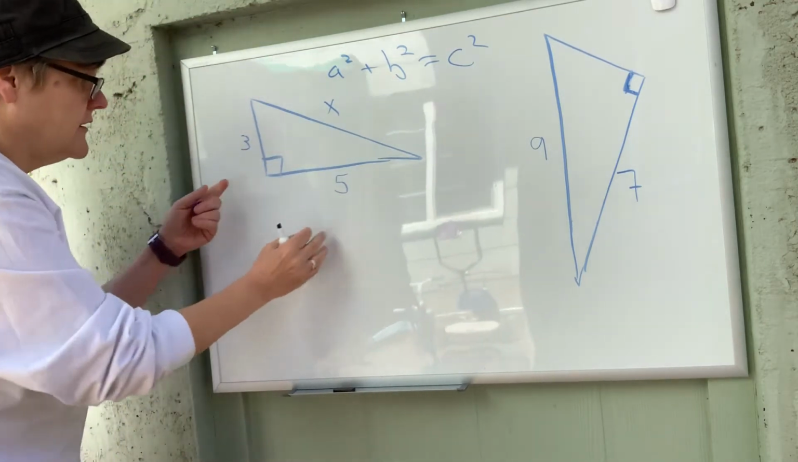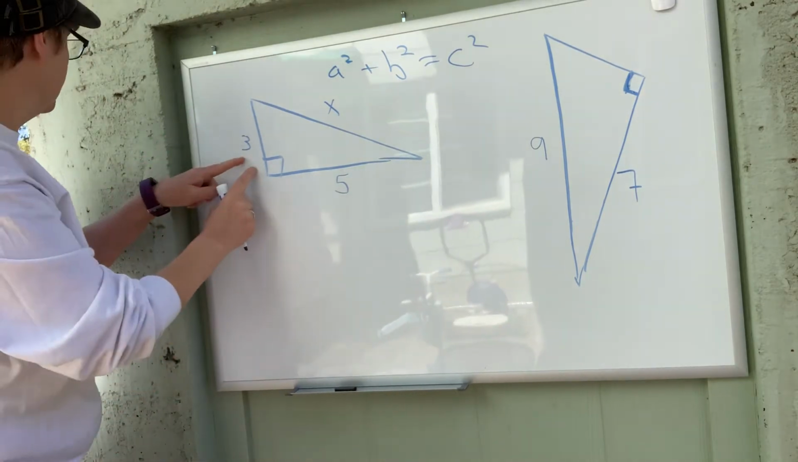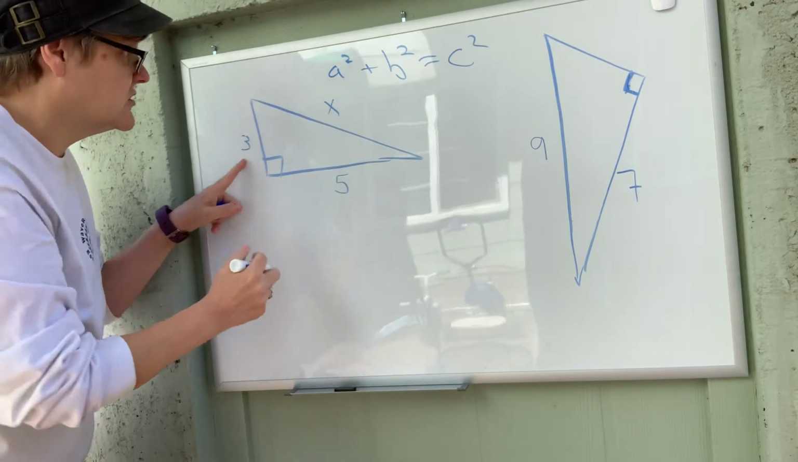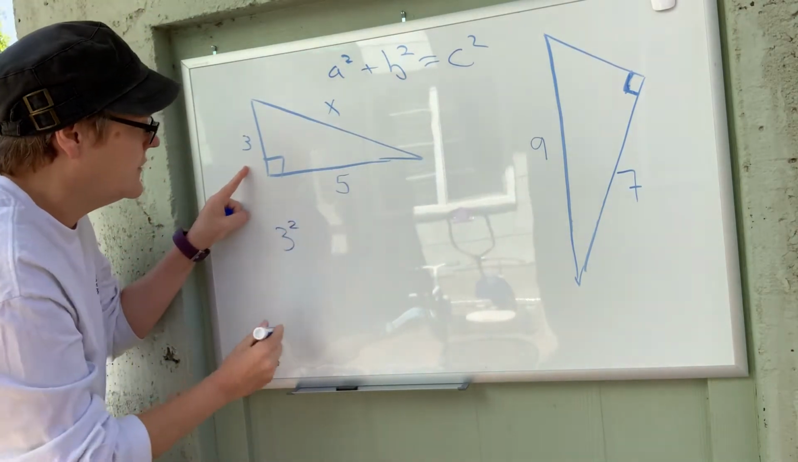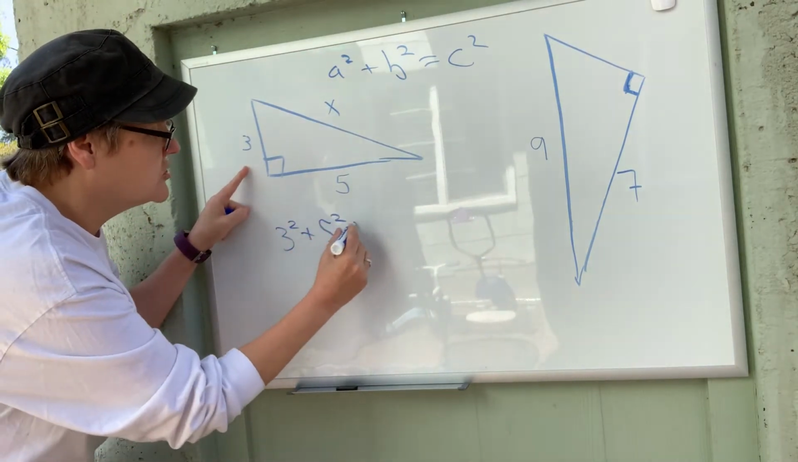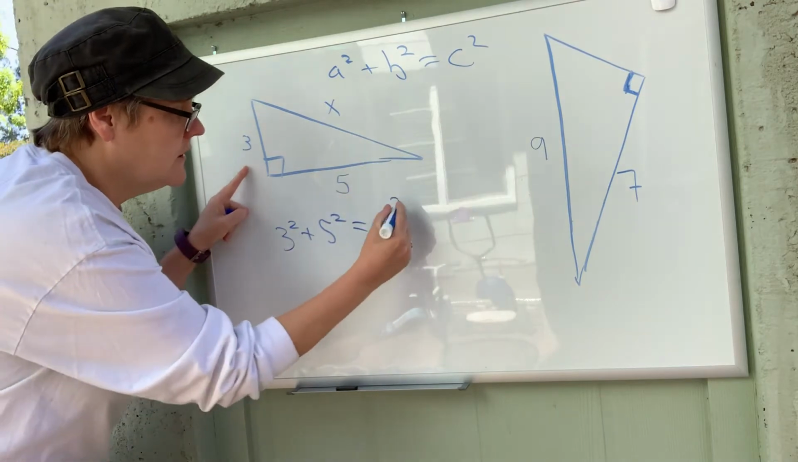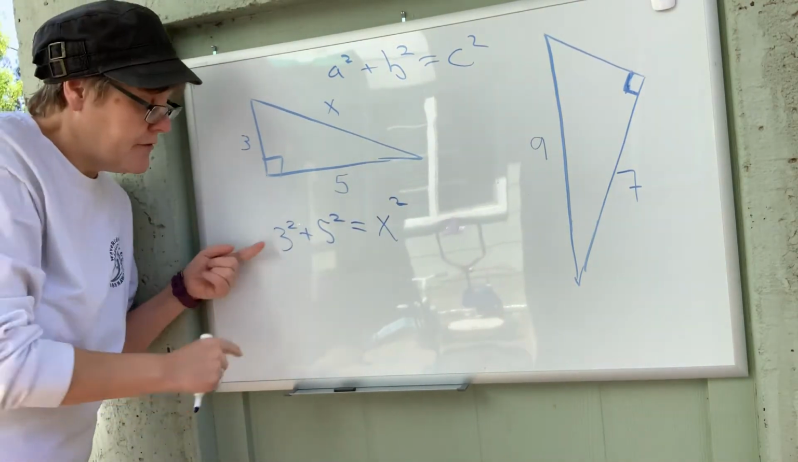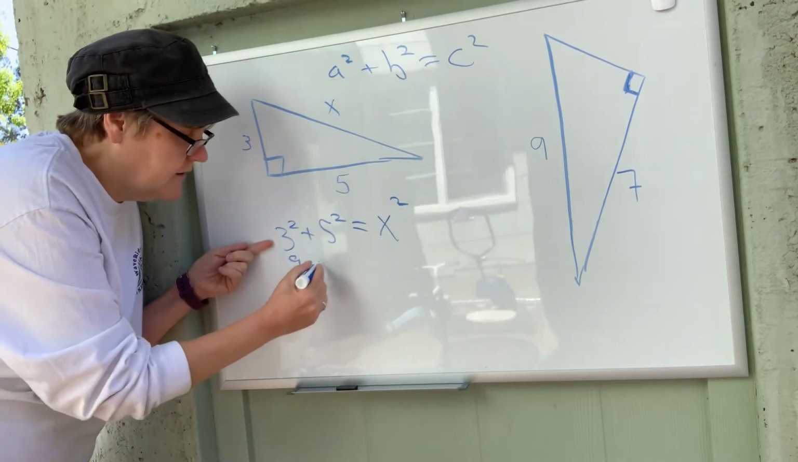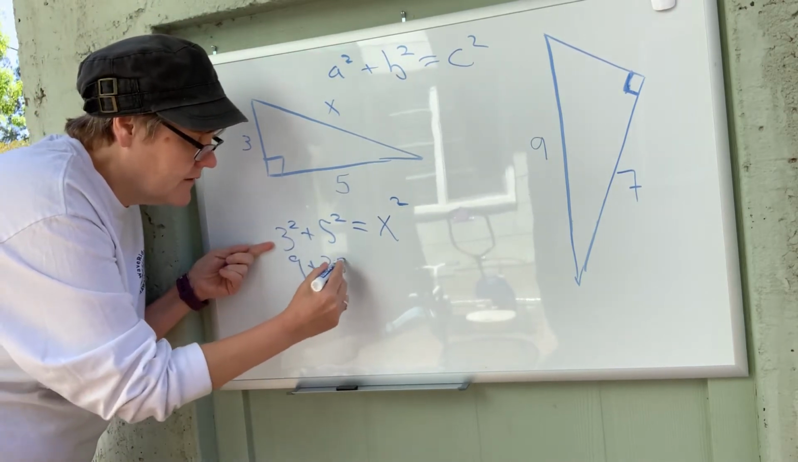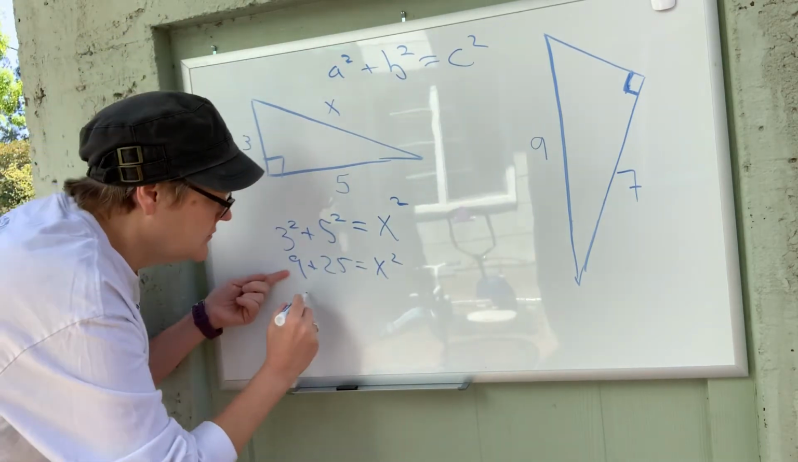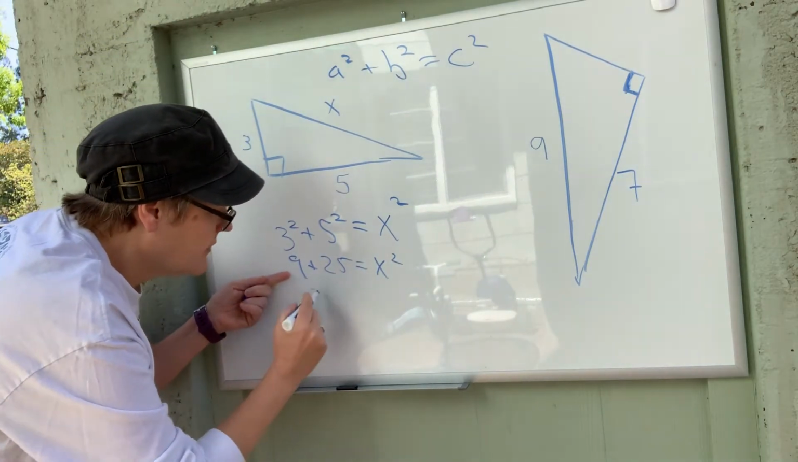Okay, so how do I do a problem like this? Okay, well, this is a leg and this is a leg, and I'm missing the hypotenuse. So 3 squared plus 5 squared is equal to the hypotenuse squared. Okay, and now it's just a little bit of math. 3 squared, 9, 25 is equal to x squared. 9 plus 25 is equal to 34.